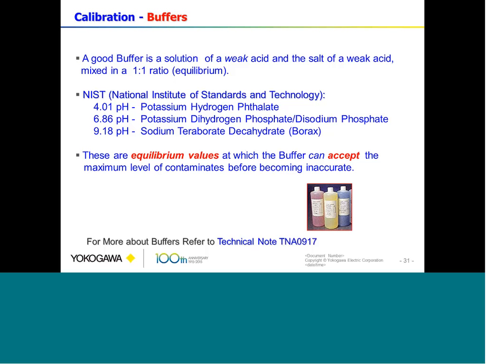Now, there are two types of buffers available in the marketplace. They're called NIST, National Institute of Standards, and NIST Traceable. The NIST buffers are the most pure and have the longest life before becoming inaccurate, but either type of buffer can be used. The NIST Traceable 10 pH buffer is the least stable of all the common buffers that we use today. So if you're using it, make sure you use it while it's new and fresh, and use it immediately.